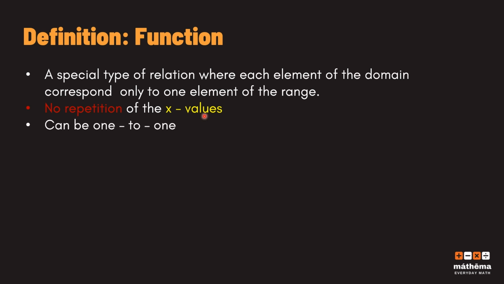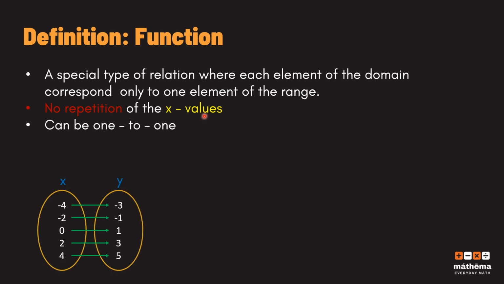Now, functions can be one-to-one. Again, functions can be one-to-one in terms of relationship. For example, if we look at our domain and our range, every element of our domain is paired to only one element of the range, or the y values. So this is an example of a one-to-one relationship.